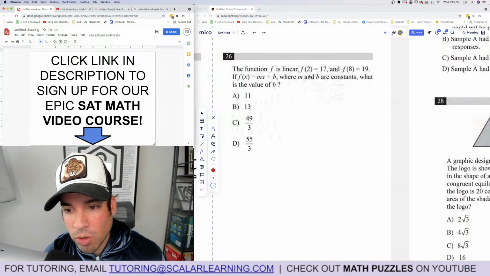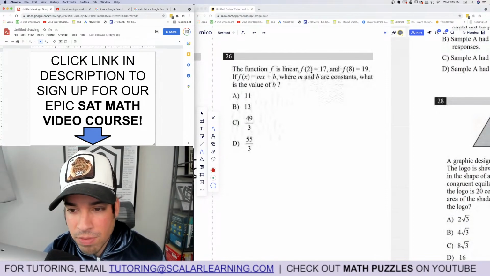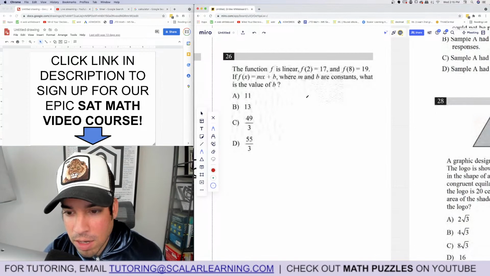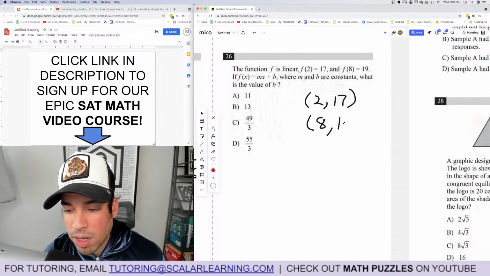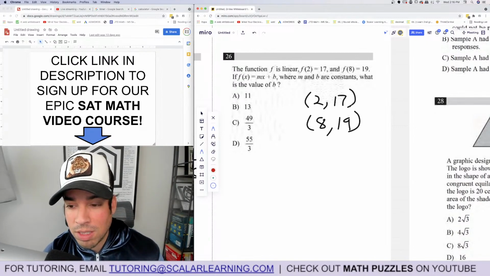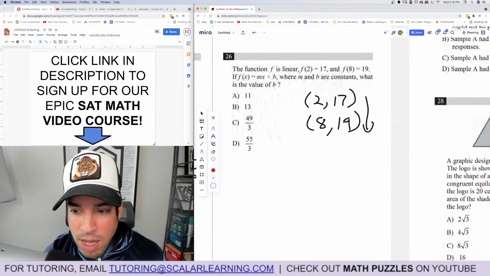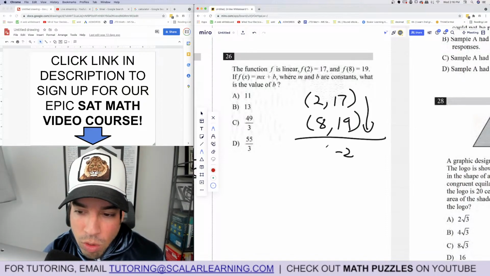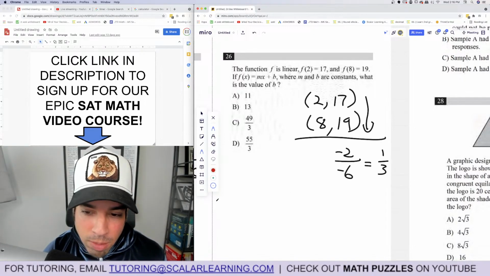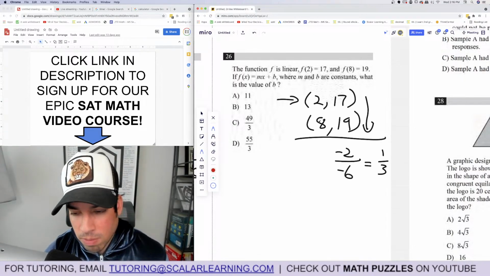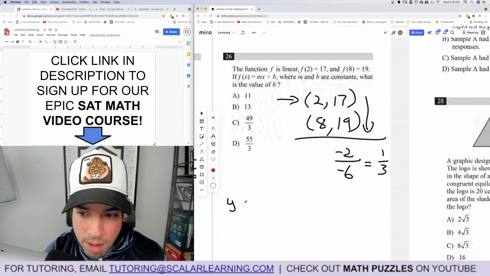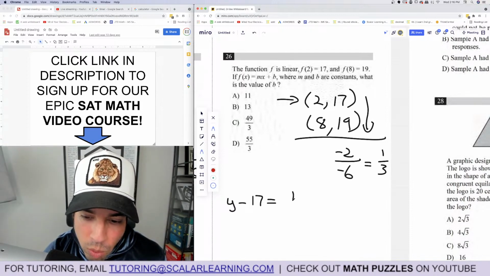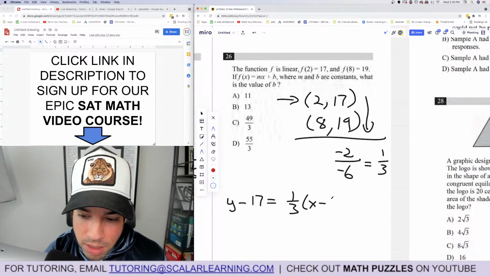They want the y-intercept. Okay, don't get confused by this function notation. This is the same as saying when the x value is 2, the y value is 17. When the x value is 8, the y value is 19. Great, I have 2 coordinates. Now I can calculate the equation of the line by first getting the slope. So I subtract down. 17 minus 19 is -2 over 2 minus 8 is -6. That's a slope of 1/3. Now I'm going to put in the point slope using the first coordinate because why not? And then it's y minus 17 equals 1/3 times x minus 2.